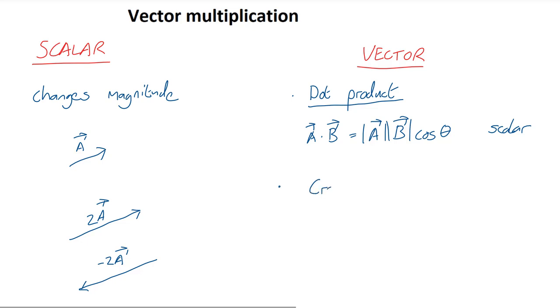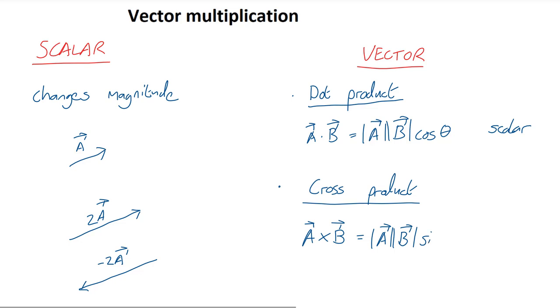If we instead expect to get a vector back when multiplying two vectors, we do what's known as the cross product. If we have two vectors a and b, then the cross product of these two vectors is known as a cross b. A cross b is equal to the magnitude of a multiplied by the magnitude of b multiplied by sine of theta, where theta is again the angle between a and b.